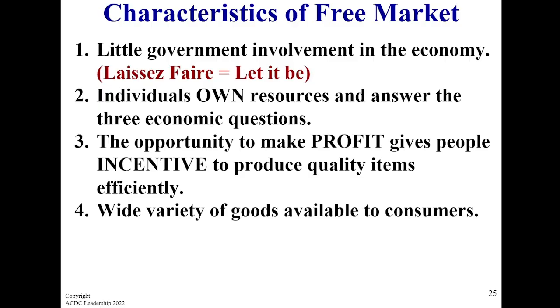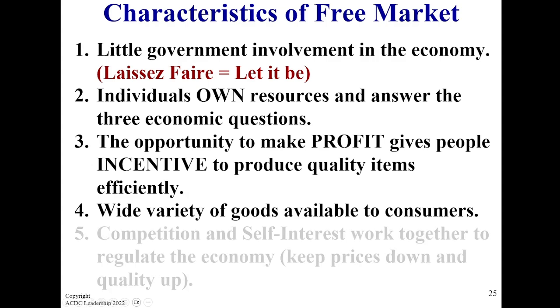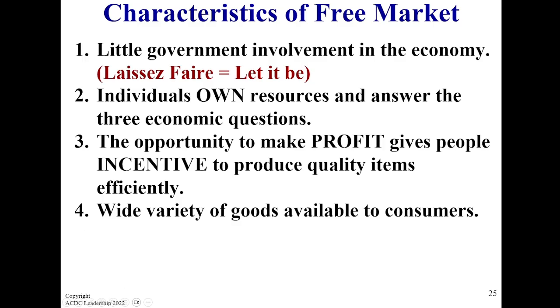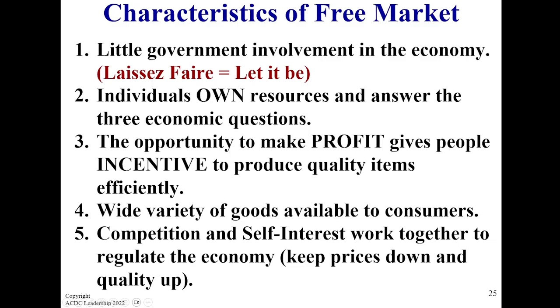And let's say that all the bread was low quality. All the competition wants to outlast their competition, so they want to make their goods high quality. As a result of this, consumers get the highest qualities, the lowest prices, and the largest variety, which is good for consumers. So competition and self-interest work together to regulate the economy. Keep prices down, keep quality up.